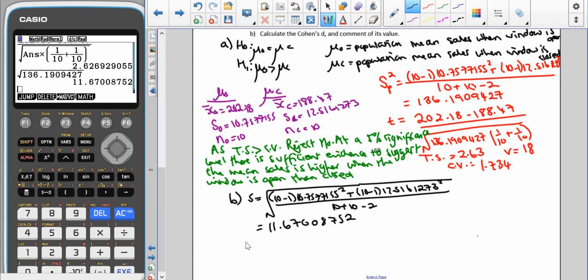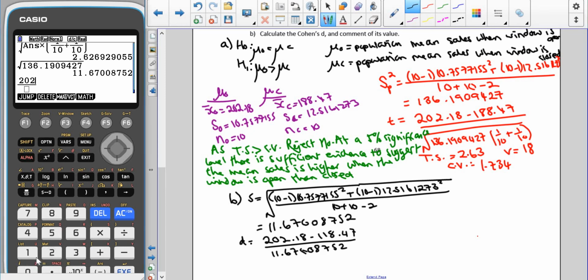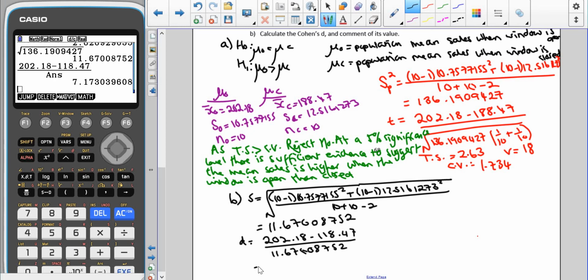11.67008752. Then when we're finding D, we're doing the mean from the first group, so 202.18 minus the mean from the second group, divided by our S pooled, or just our S. Putting that in our calculator, so 202.18 minus 188.47 divided by our pooled standard deviation gives us a whopping 7.17. So this is a very large effect size.